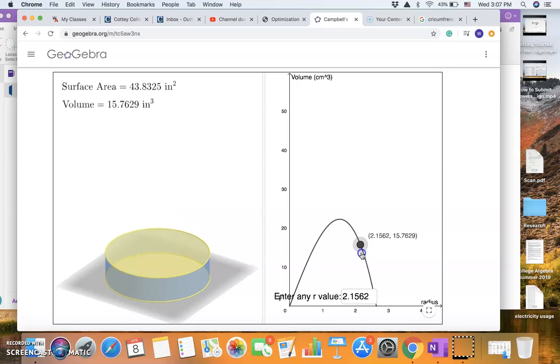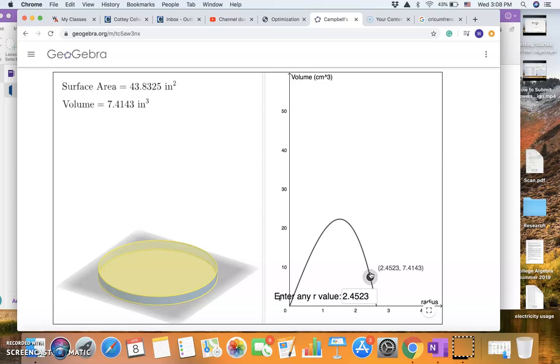And if we choose the radius as 2.45, then the cylinder will look like this. It's like a pen, right? And at this point, the volume is 7.41.